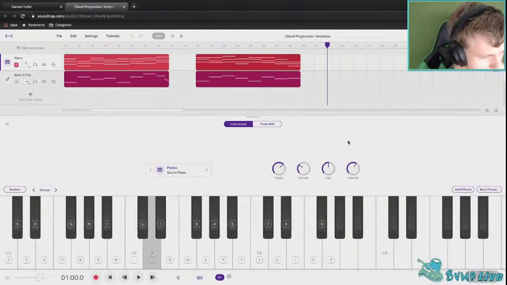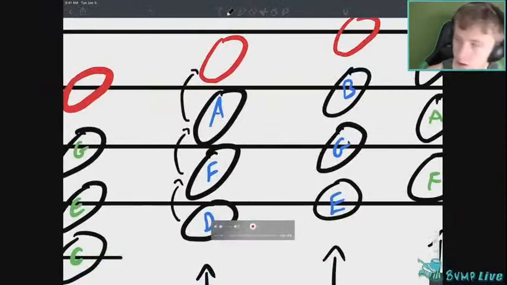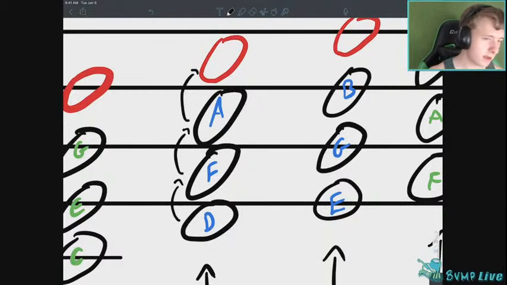So that's our D minor scale, and we have our D minor triad on D, F, A, and then we add a seventh on top. So 1, 3, 5, 7.